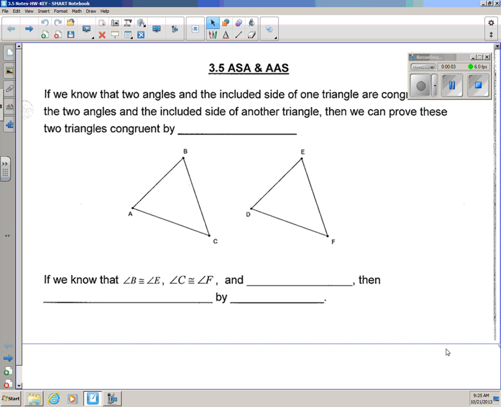Today's lesson is going to be on ASA and AAS. So if you know that two angles and the included side of one triangle are congruent to the two angles and the included side of another triangle, then you can always prove those triangles congruent by ASA.